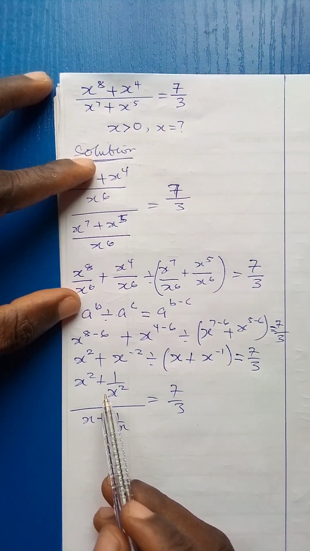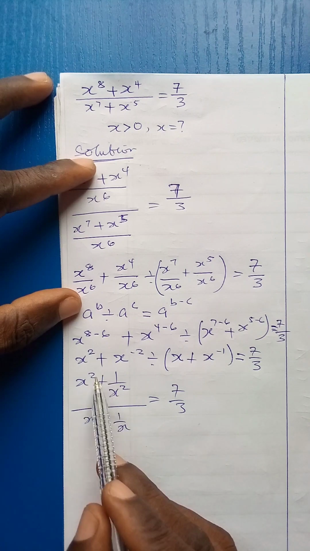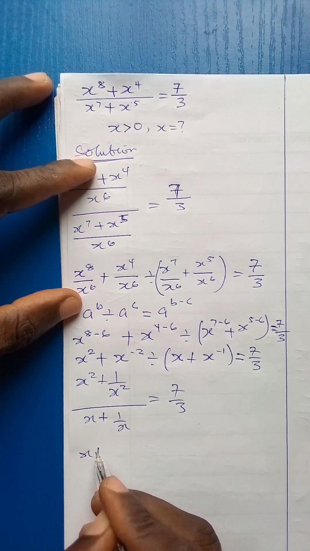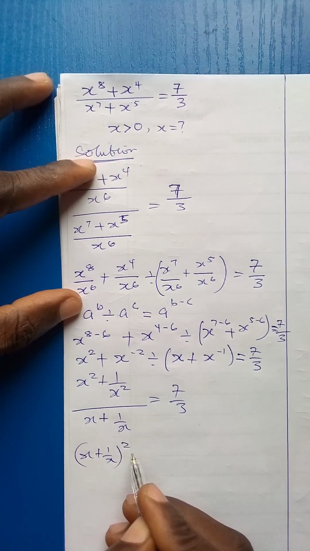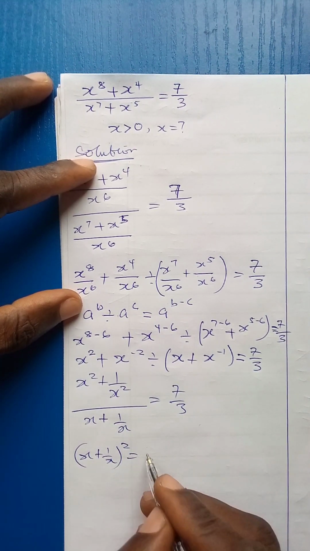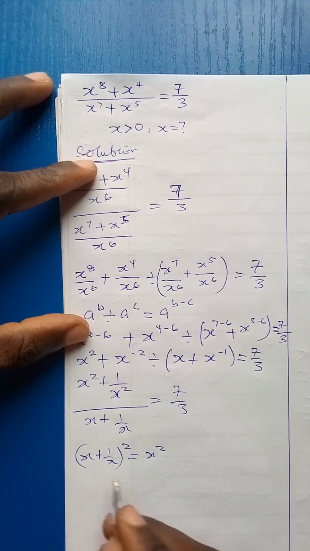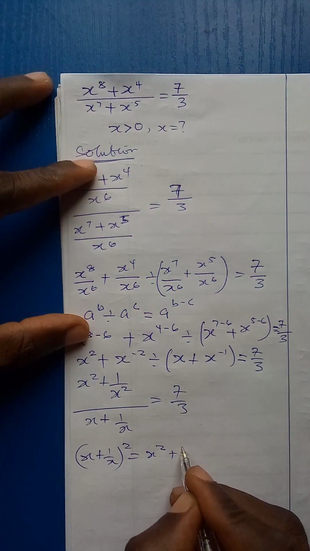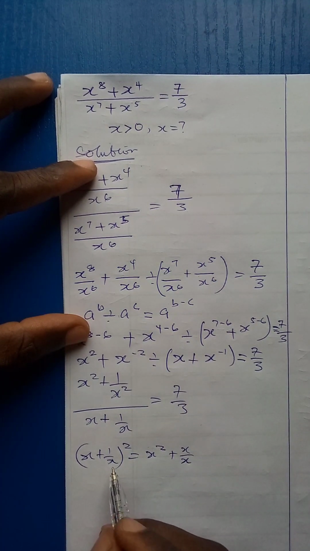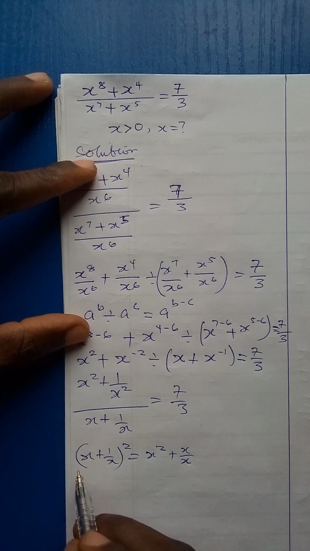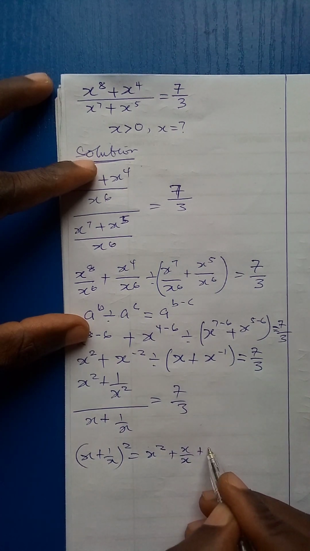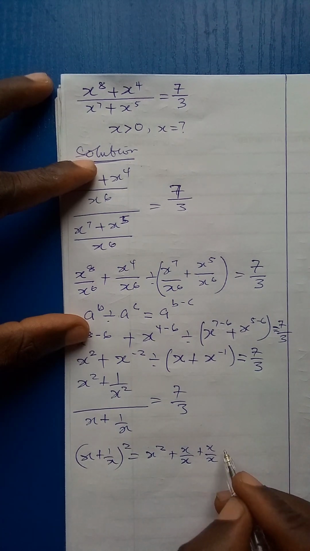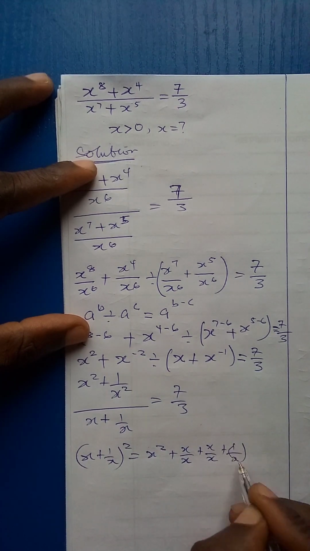Now, the next thing I will do is to rewrite the numerator to be in terms of the denominator. So if I have x plus 1 over x all squared, I can expand it into x squared, that is x times x is x squared. Now x times 1 over x will give me x over x. Now 1 over x times x will give me another x over x. Now 1 over x times 1 over x will give me 1 over x squared.